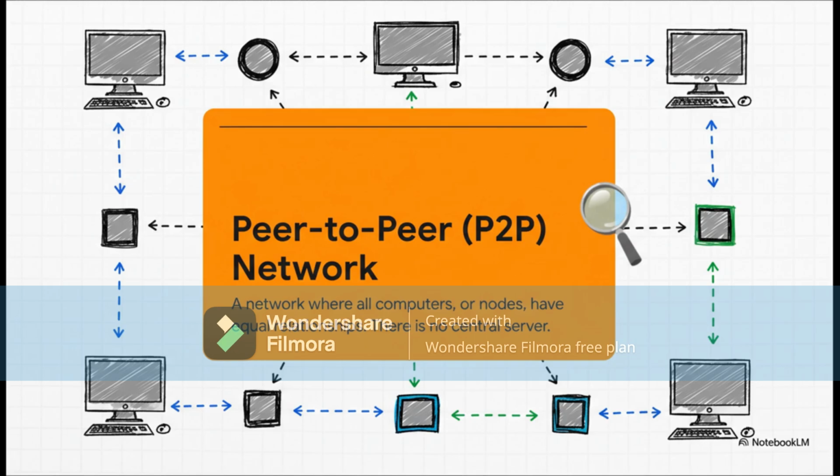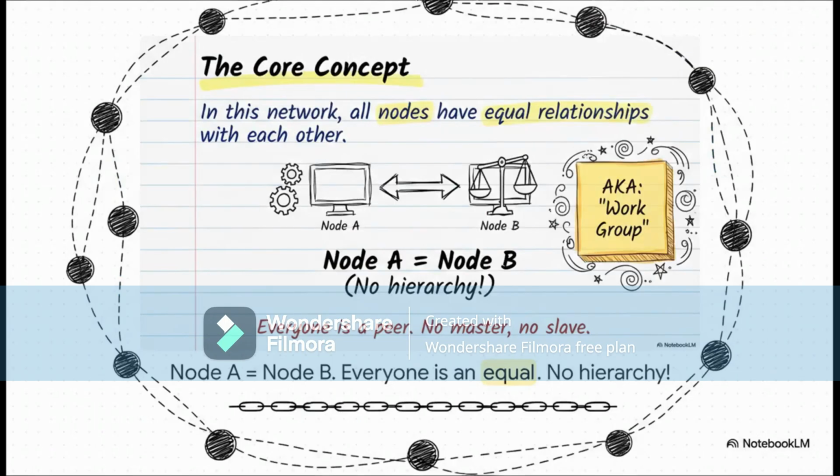Here's the official definition. A peer-to-peer network is where all the computers, and we call these nodes, have totally equal relationships and responsibilities. The key thing to remember is this: there is no central server calling the shots. None. Zilch. And this image here shows that idea perfectly. Node A is totally equal to Node B. There's no top-down structure, no boss and employee relationship. Everyone is a peer. They're on the same level. And hey, here's another exam tip. This kind of setup is also called a work group. You'll probably see that term pop up.